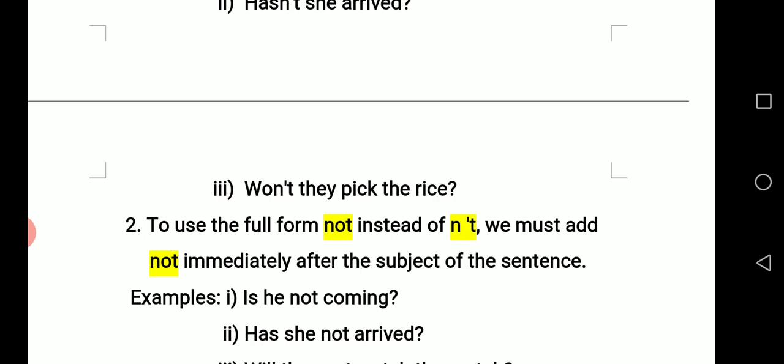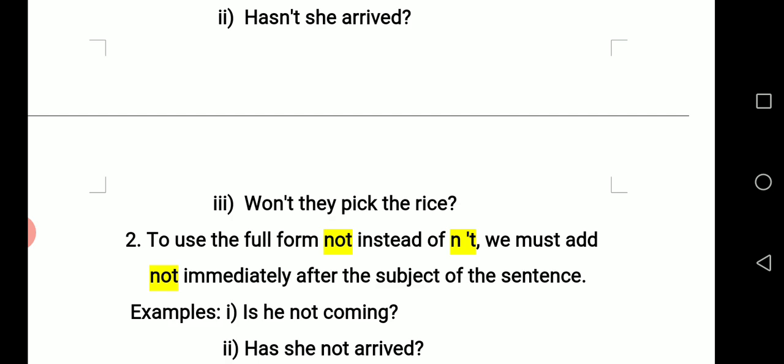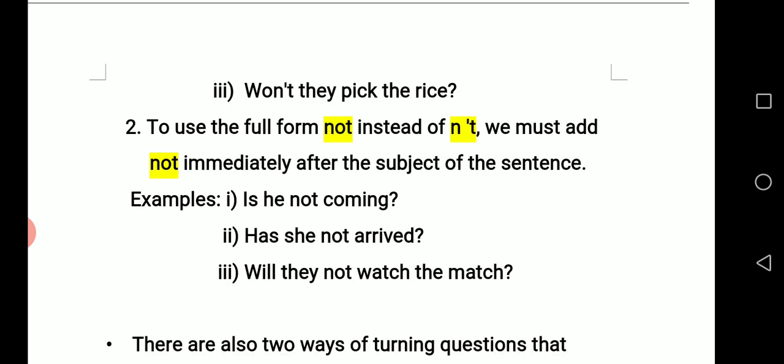And the subject of these questions are he, she, and they. So the not will appear after the subject if you are using the full form not. But if you are using the contracted form, which is n apostrophe t, that's the short form, then it will be attached to the auxiliary to appear immediately after the auxiliary.